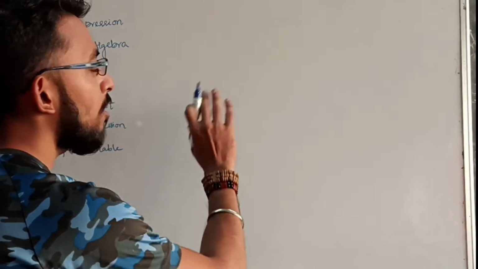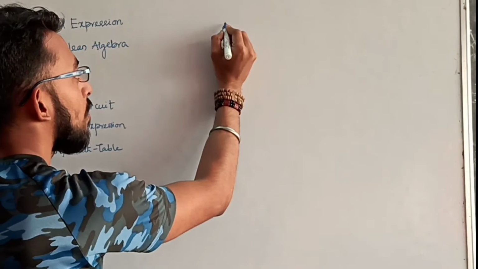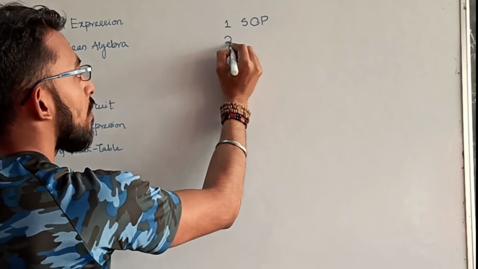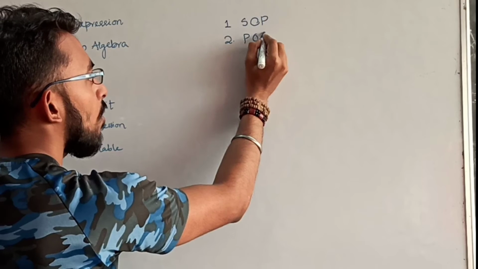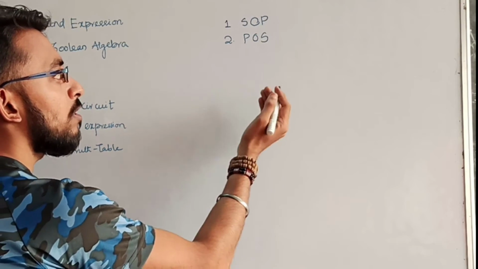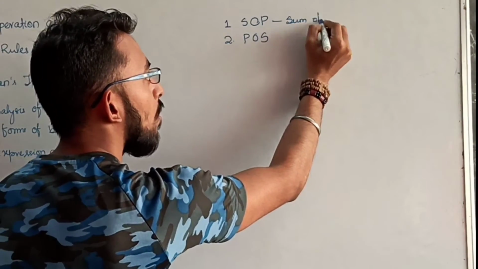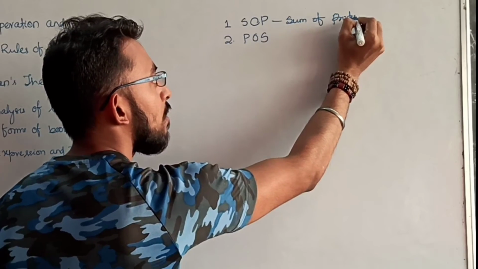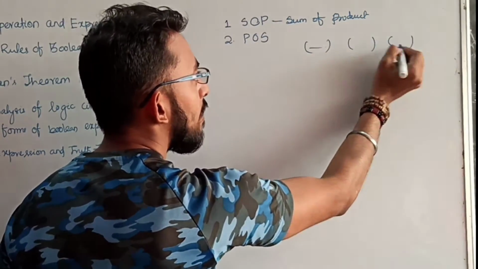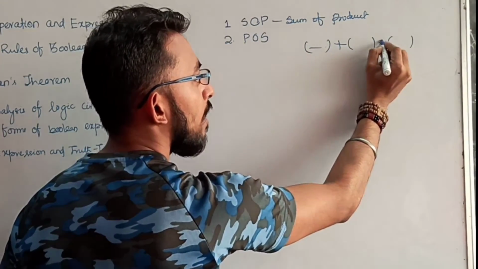Standard form means any form of expression can be represented in two standard forms. One is called sum of product, and the second is called product of sum. If you are very good in English, you can understand what sum of product means. It means some terms are producted and then they are summed.